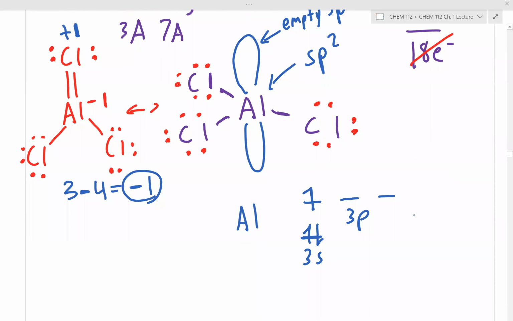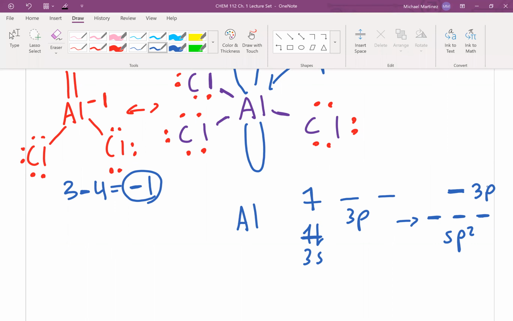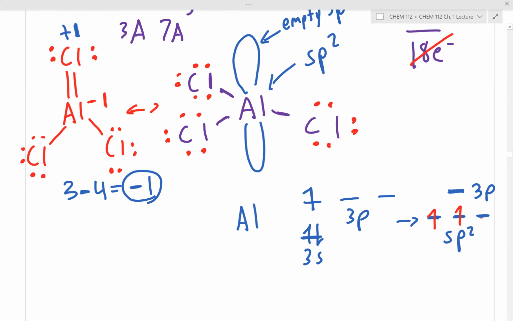So if we wanted to hybridize aluminum, we generate a total of 3 hybrid orbitals and 1 unhybridized 3p orbital. We then take our 3 electrons and assign 1 electron each to our hybrid orbitals. And the reason why we place these electrons in our hybrid orbitals is because we are using them to form sigma bonds, single bonds. Does that make sense to everyone? Any other questions on this example?